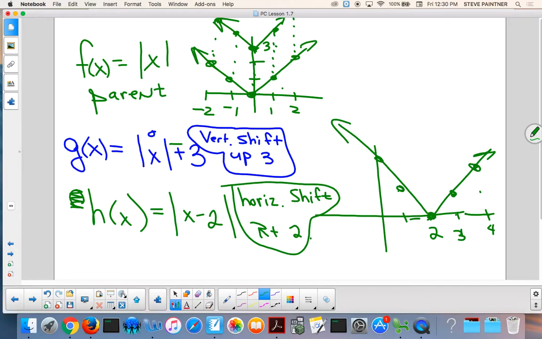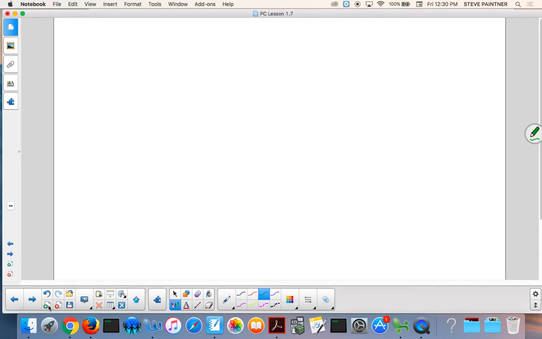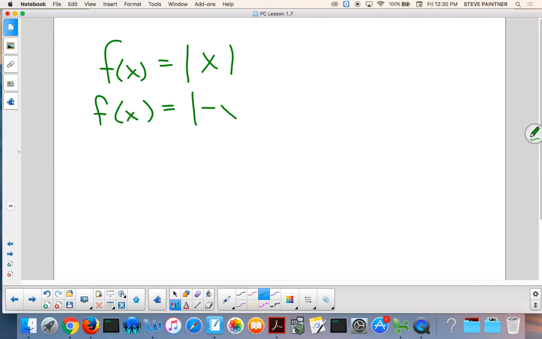Sorry. Let's do this. Let's do something like this. Here's f of x. Okay, that's the parent. What's this going to do right here? One second. I want to change it to g of x.